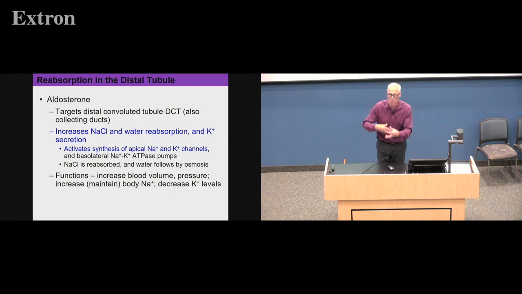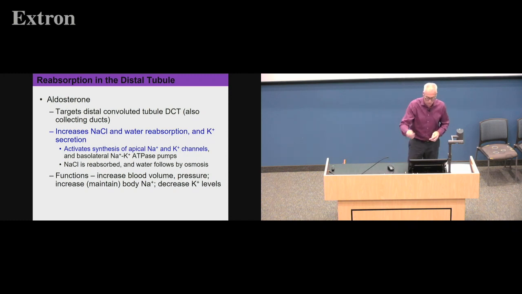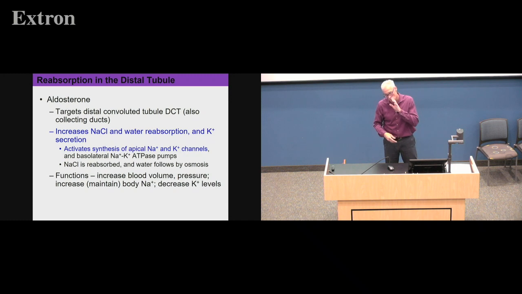And as we pump salt out of the filtrate, water is going to essentially be dragged along with it by osmosis. The fluid's getting more dilute in the tubule, more concentrated surrounding it, and that creates a gradient for osmosis. So we reabsorb salt and water. That allows us to retain fluid or increase the blood volume, assuming that we're drinking water.